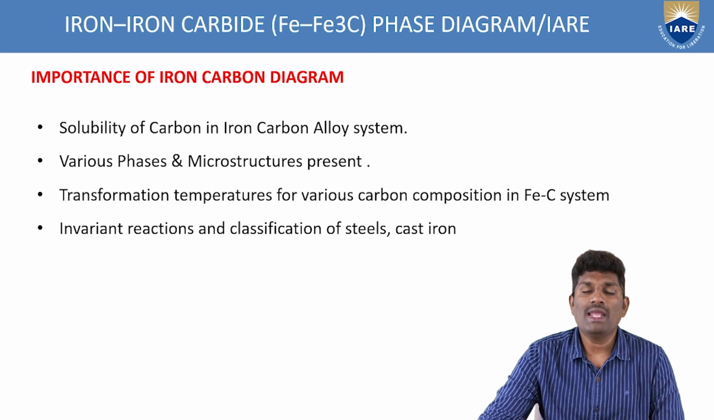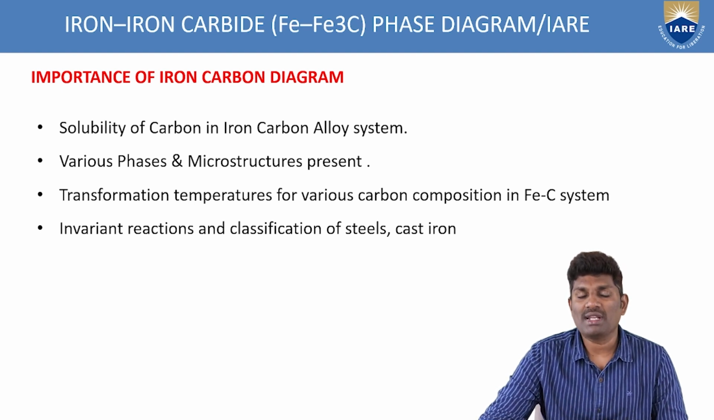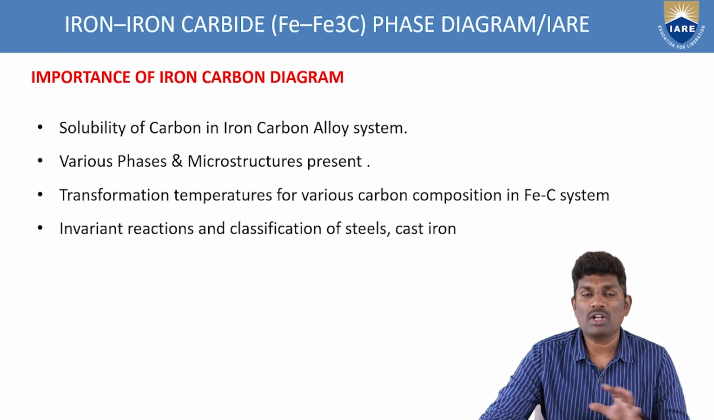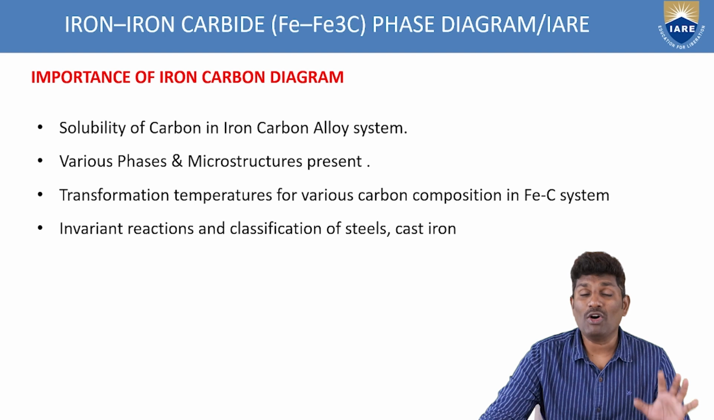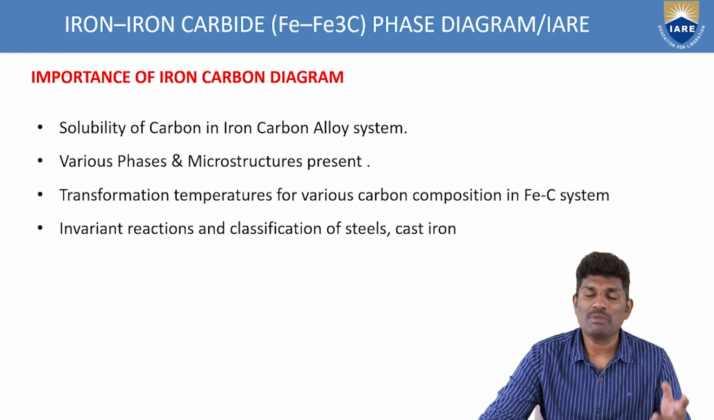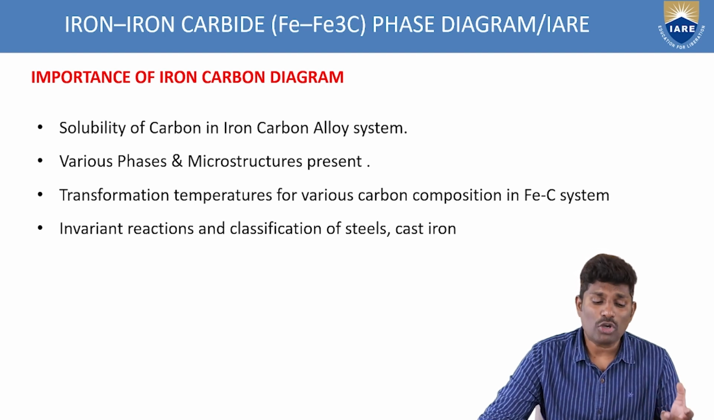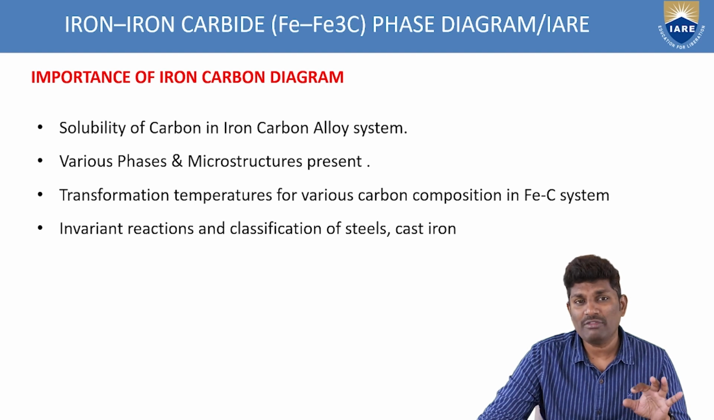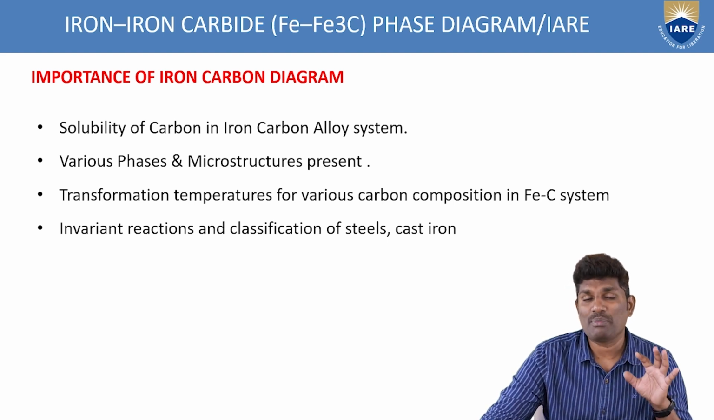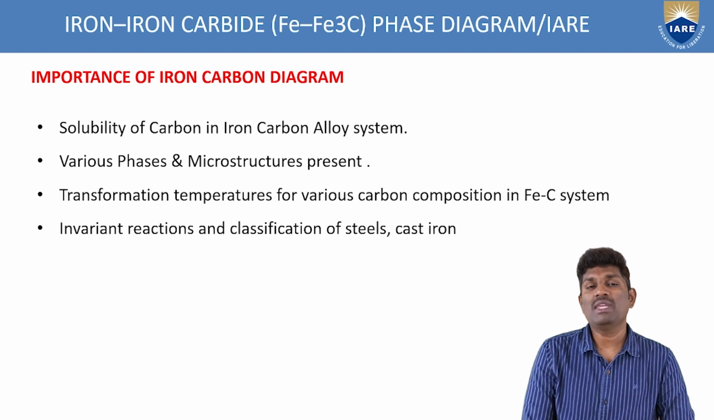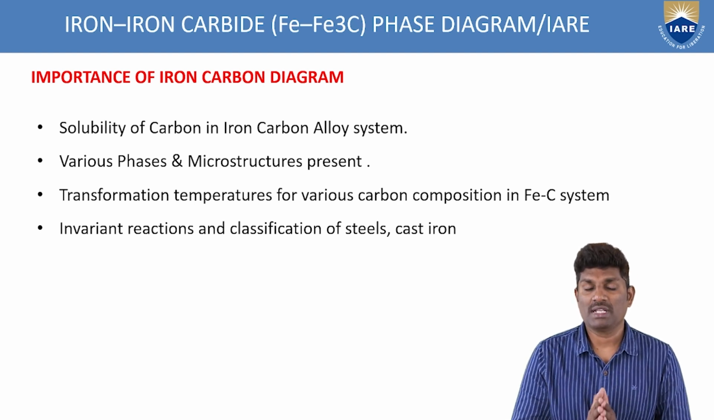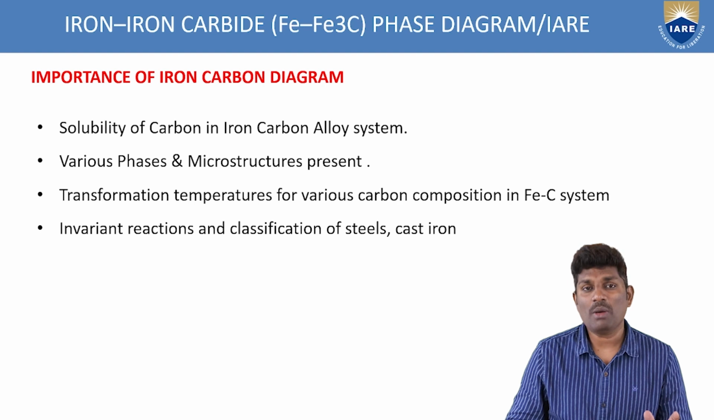That's why the iron carbon phase diagram is very, very important in classifying what type of steel or what type of cast iron it is, how many invariant reactions there are, and what the developments of the microstructure are while transforming across different temperatures. And also you can get the solubility of the carbon in the iron carbon alloy system, and what different phases and microstructures are present in the phase diagram. So this is a very, very important topic in materials engineering, that is the iron carbon phase diagram.